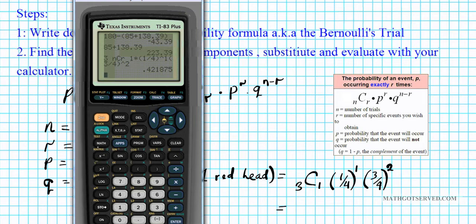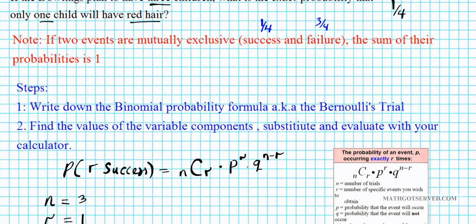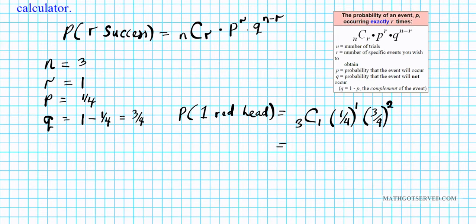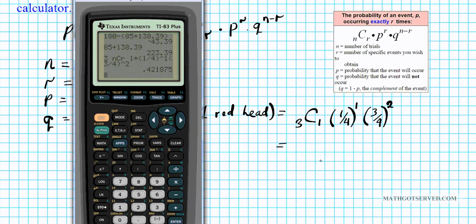0.421875. Let me see how many decimal places they are asking for in this problem. They didn't state any there, so I'll just put 4 decimal places. We have our answer as 0.42188. That's the probability of success.